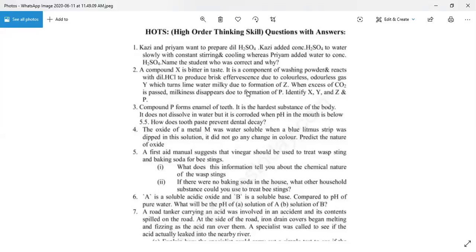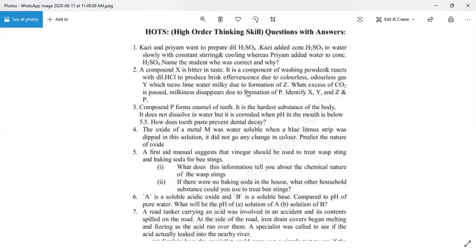Na2CO3 plus HCl gives NaCl plus H2O plus CO2. Right. And then CO2 plus lime water: Ca(OH)2 plus CO2 gives CaCO3 plus H2O. And then CaCO3 plus H2O plus CO2 gives Ca(HCO3)2. Ca(HCO3)2, right.